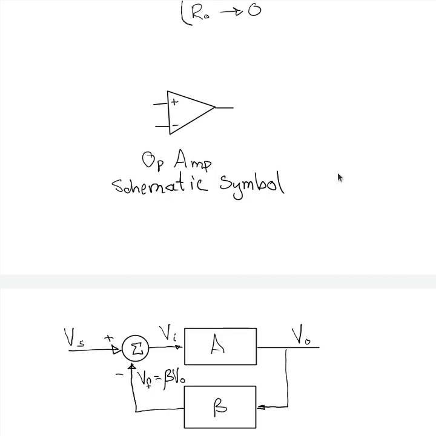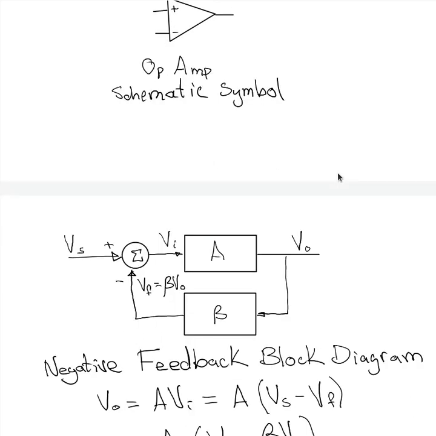Here is a block diagram on the bottom that shows a negative feedback. Notice the block A here, that corresponds to the op-amp. VI is the V plus minus V minus, the input voltage to the op-amp. VO is the output of the op-amp. This beta is something we have to add to the op-amp, and it's going to take a small portion of the output, and it's going to put it out over here in a place that's going to subtract from the actual input to the whole circuit, and that's going to give us the input to our op-amp. We'll see how that works in a little bit.